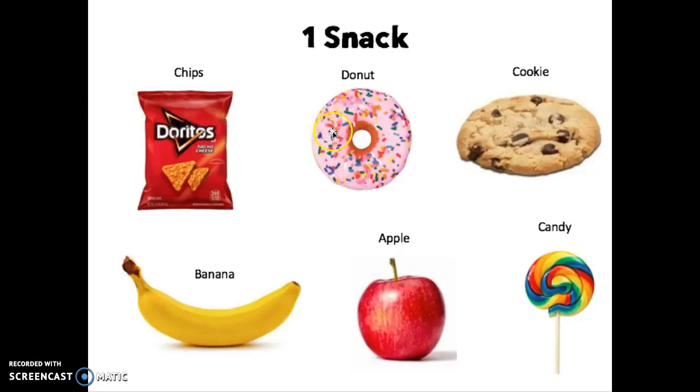Chips, donut, cookie, candy, apple, banana.